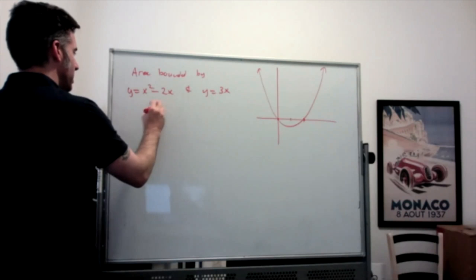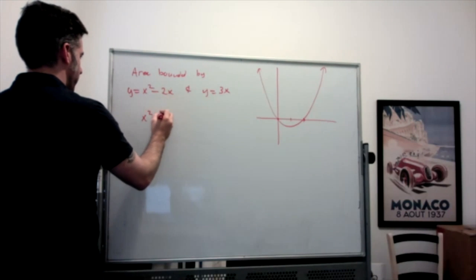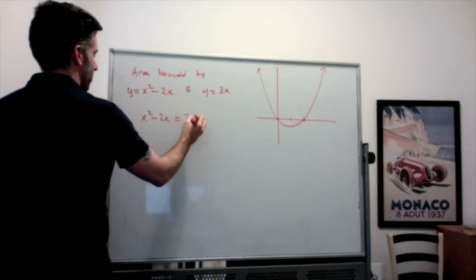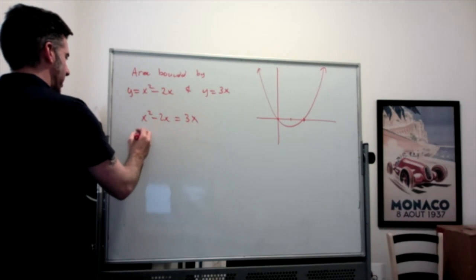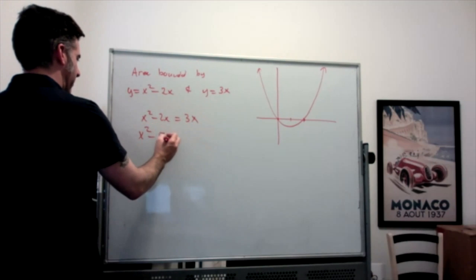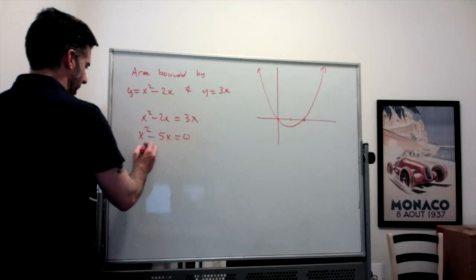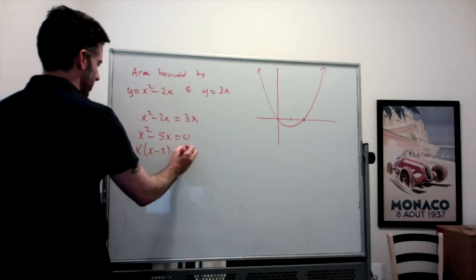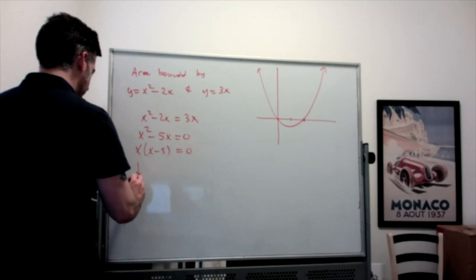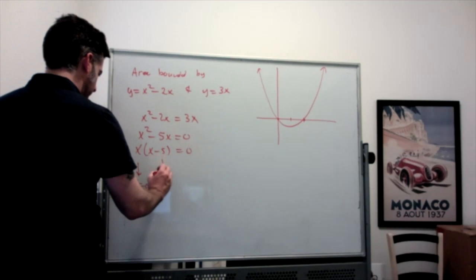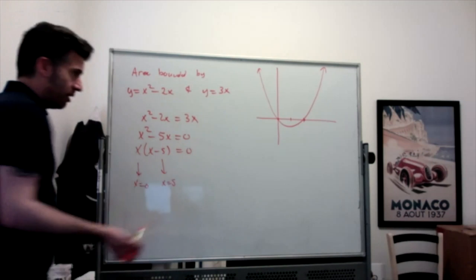So if I set these equal to each other, and I subtract 3x, I get x squared minus 5x equal to 0. I get x times x minus 5 equal to 0. So I get x equal to 0 and x equal to 5. So that's where they intersect.